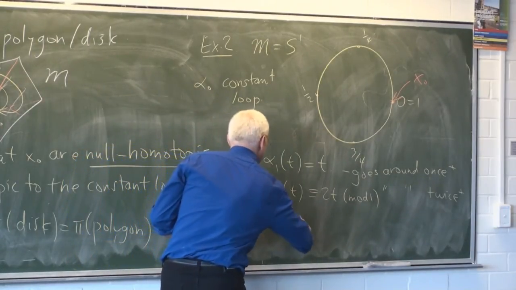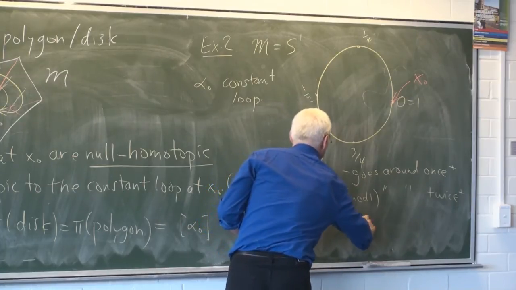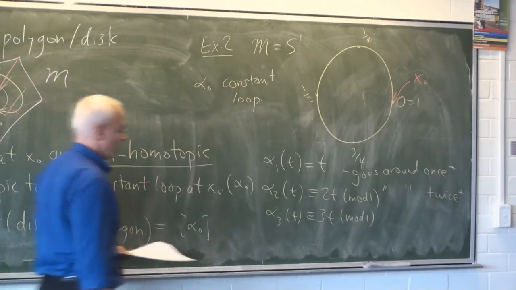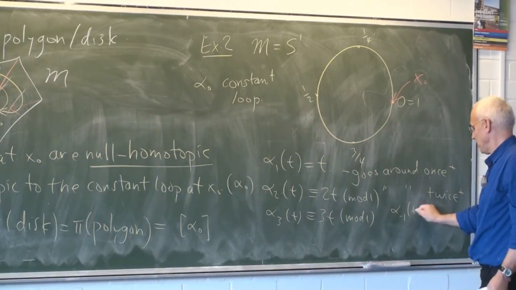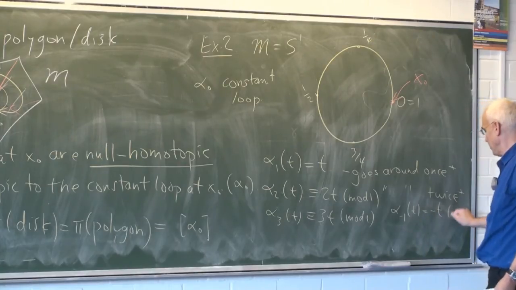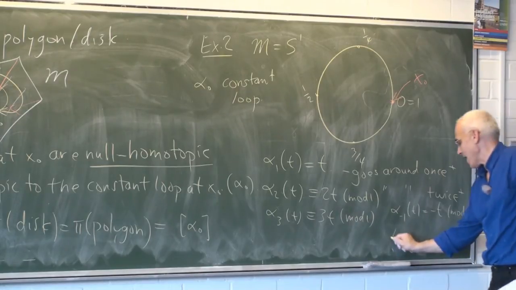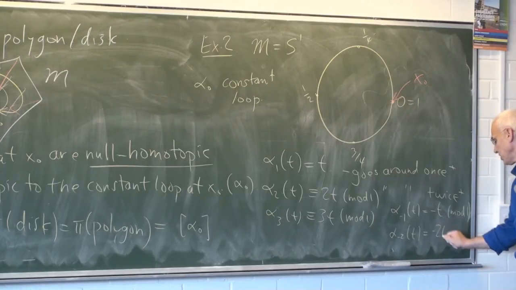You could also define alpha 3t, that's 3t, mod 1. And there's no need to restrict ourselves to positive multiples. We could also talk about alpha minus 1 of t, which is minus t, mod 1, which goes around the opposite direction. Or alpha minus 2, it's another loop, that's minus 2t, mod 1.